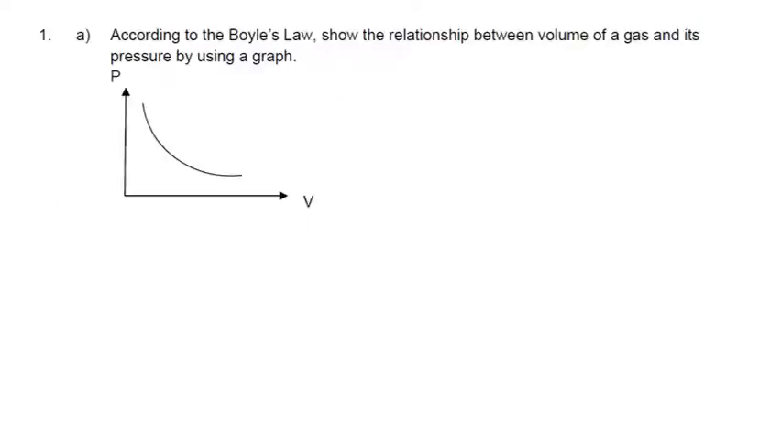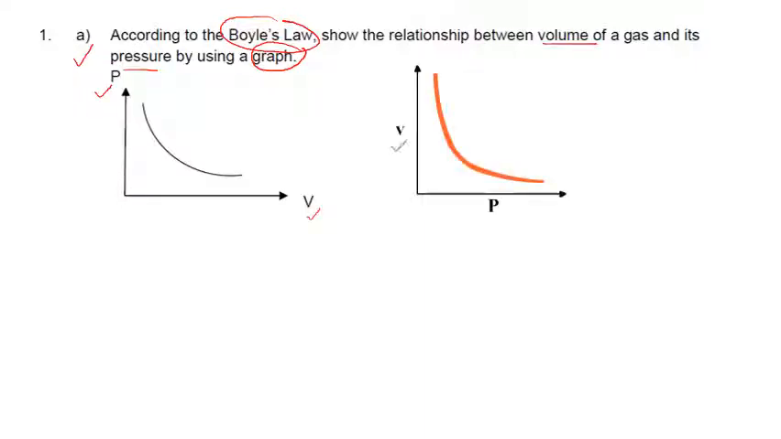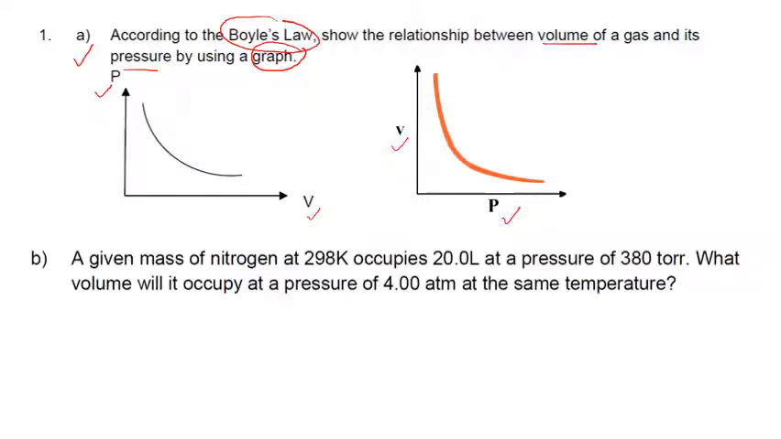Let's continue with tutorial question number 1a. According to Boyle's law, show the relationship between volume and pressure by using a graph. As we know, the relationship between volume and pressure is inversely proportional. So you can either plot the graph of pressure versus volume or volume versus pressure. Basically, their shapes are almost the same, which is inversely proportional. Next, we will look at question 1b.